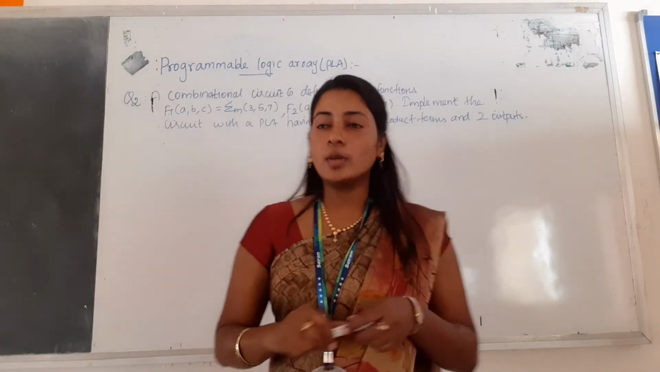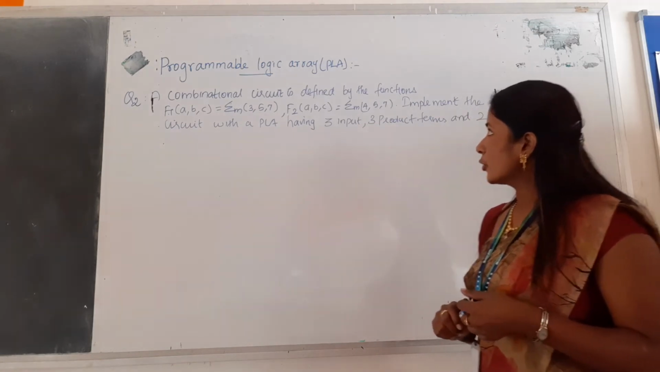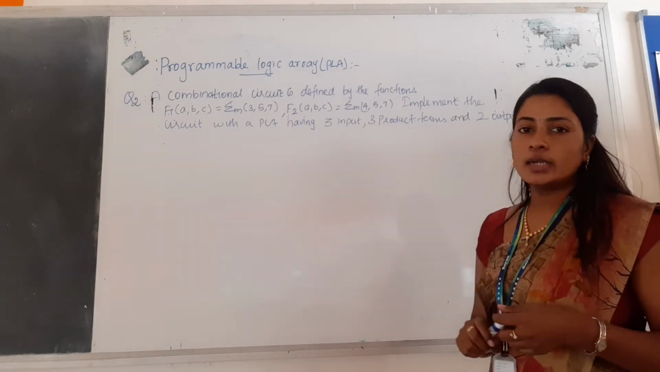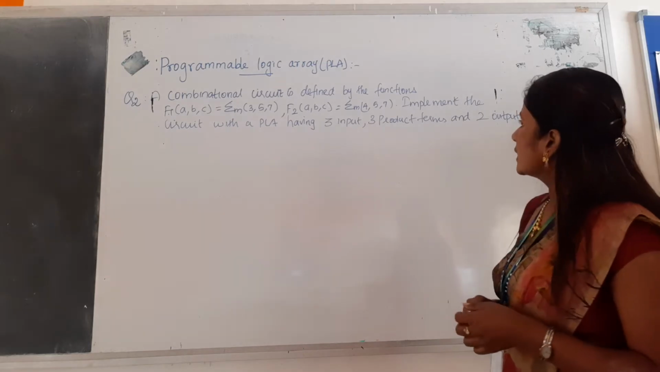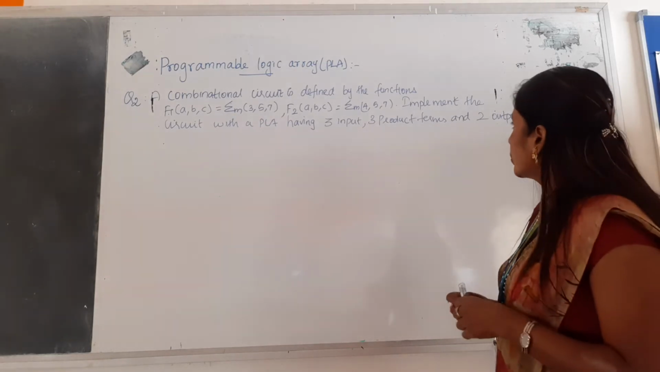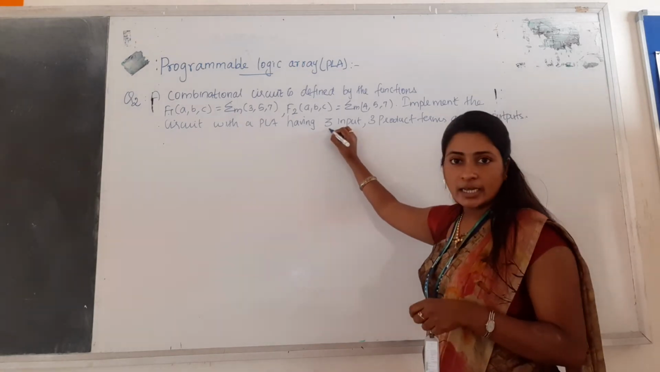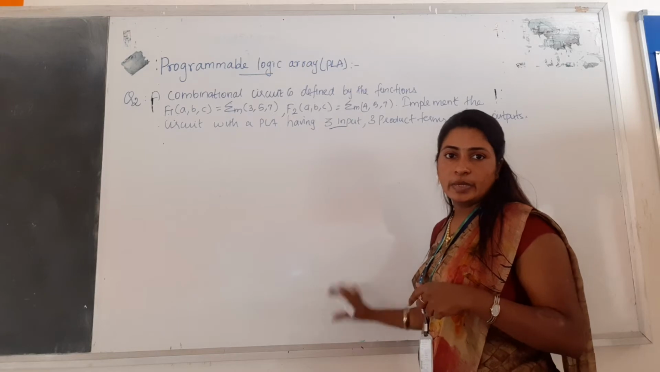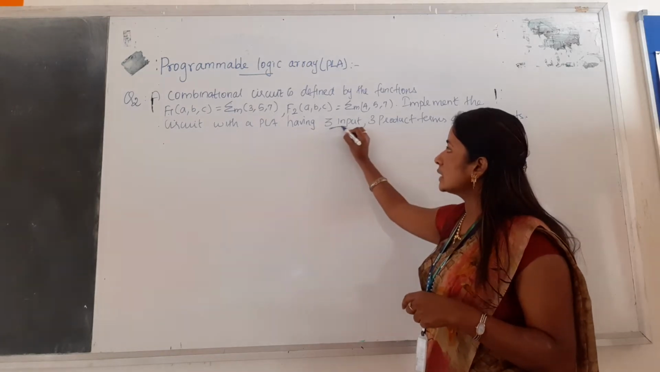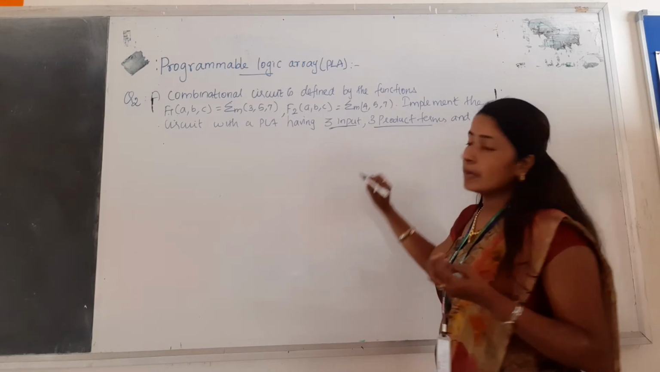Now the second problem from PLA. The question is: a combinational circuit is defined by the functions F1 and F2. Implement the circuit with a PLA having 3 inputs, 3 product terms and 2 outputs. So the condition is clearly given. In the PLA implementation, you have to use only 3 inputs, meaning the variables are 3. Then product terms are also 3.